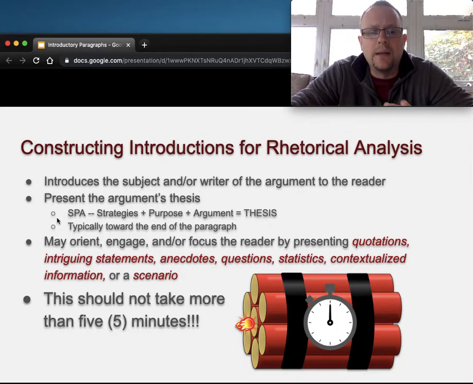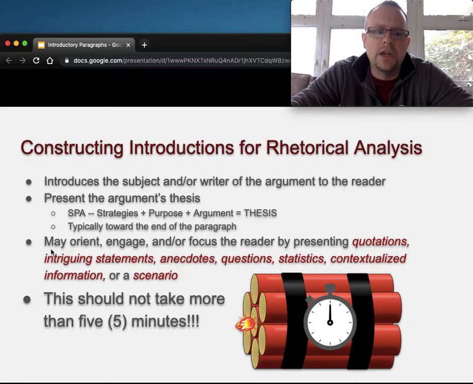But there is absolutely nothing wrong with the SPA setup. This was one of the main building blocks that I introduced to you at the beginning of the course, and I'm certainly going to stick with that. And really this last part here for constructing that rhetorical analysis, the hope is that it's going to orient, especially if this might be content that could be unfamiliar to the reader, engage, focus the reader by presenting some kind of attention-grabbing device or just overall context.